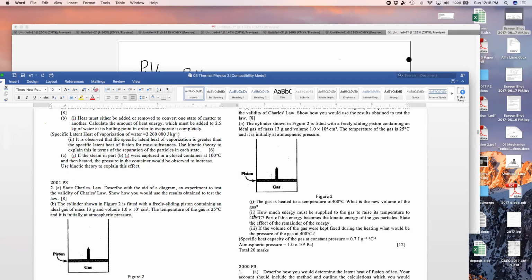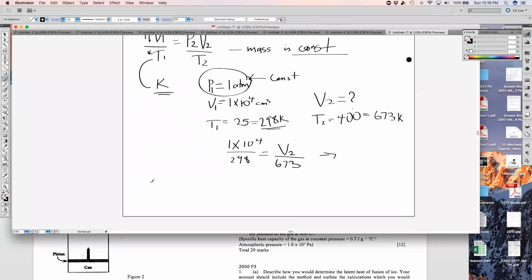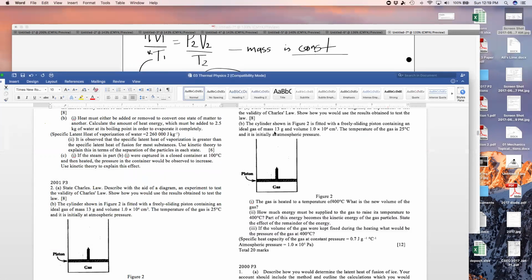Get the new volume. Part two: how much energy must be supplied to the gas to raise its temperature to 400? Well, again, if they say how much energy, they're talking about E_H, right? In the question, they gave us m, and down here they gave us c, and we know the temperature difference from 25 to 400, that's 375.